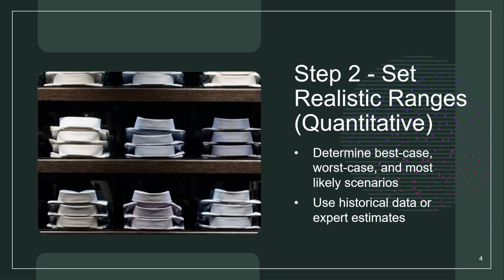The next step is to set realistic expectations and ranges for these variables. If our expected sales volume is typically 10,000 units, we could consider a low scenario of 7,000, a likely scenario of 10,000, and an optimistic scenario of maybe 13,000. We use historical data or expert insights to guide us in these scenarios.